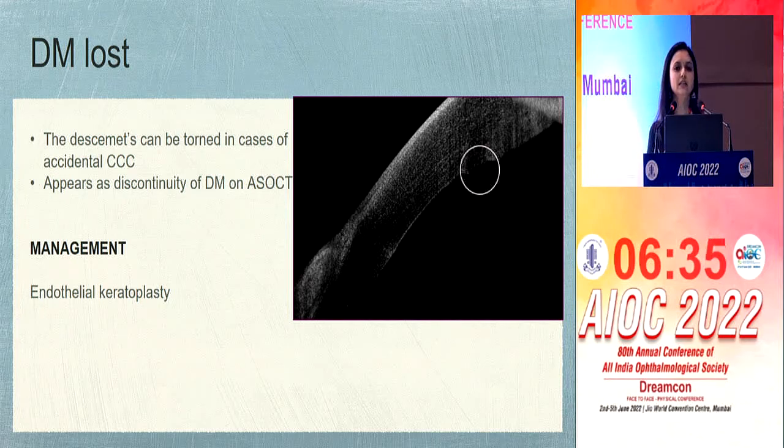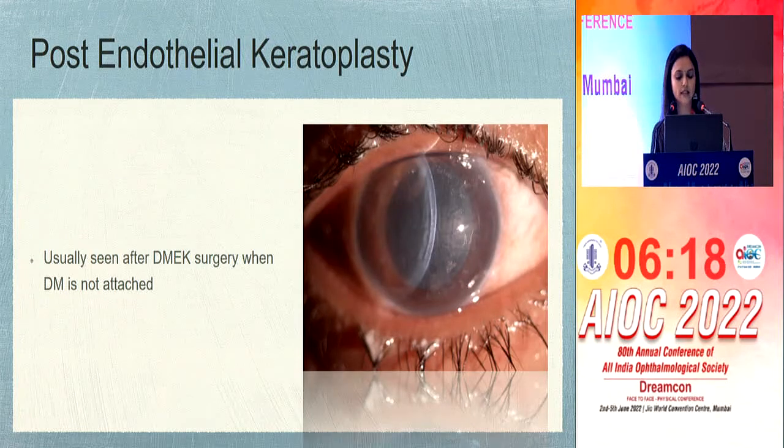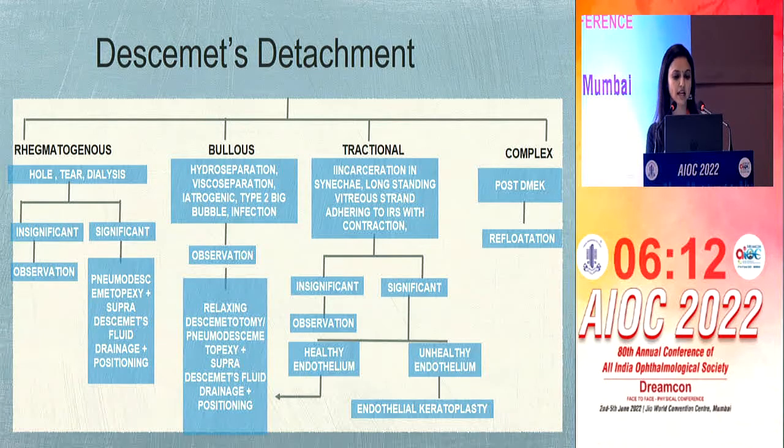And the management of a DM loss is very different. If you have a very small DM detachment, which is not in the visual axis, which is not very significant, there's no edema, the visual axis is clear, the patient is not complaining, I think you can wait and watch. And obviously, if it is significant, then you can do an endothelial keratoplasty. After a post-DMEK surgery or a DSAEK surgery, when your lenticule is not attached properly, this is the kind of picture you see.